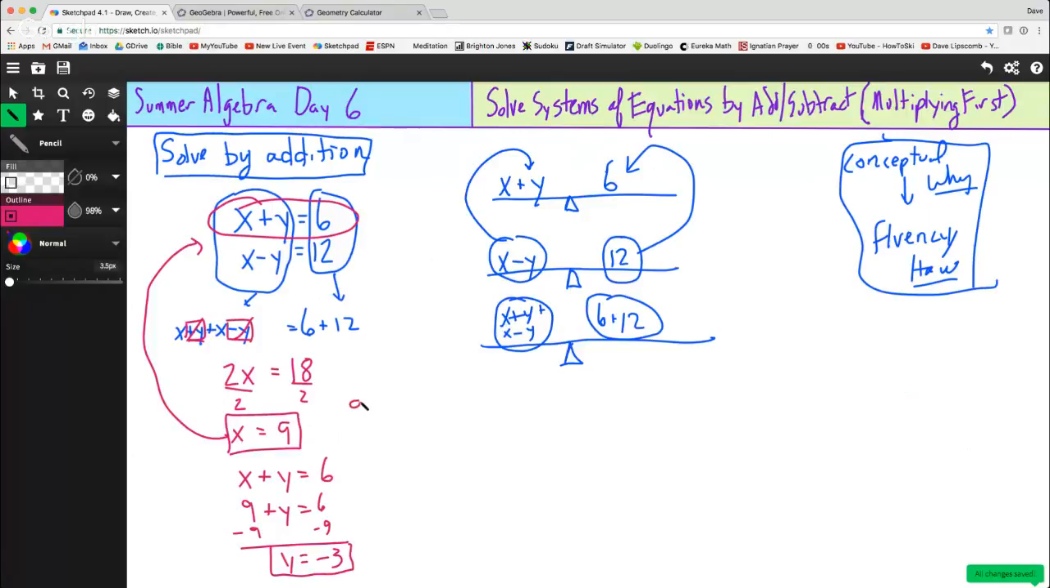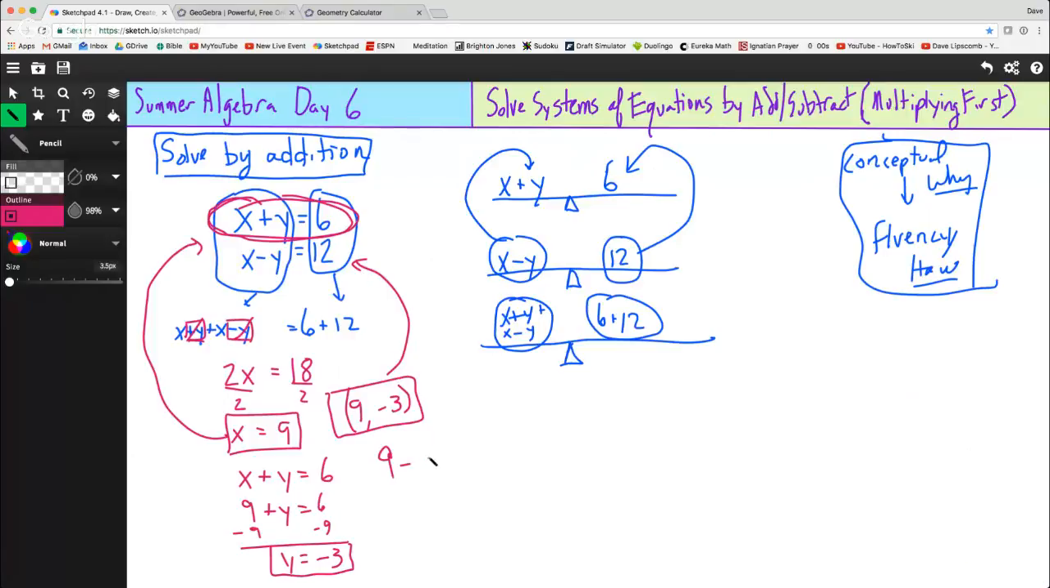So my point, or my solution, is 9 comma negative 3. Now I can check that using the other equation. Just like we did in substitution, if we found the other variable using the first equation, we're going to check using the second equation. So let's do that.